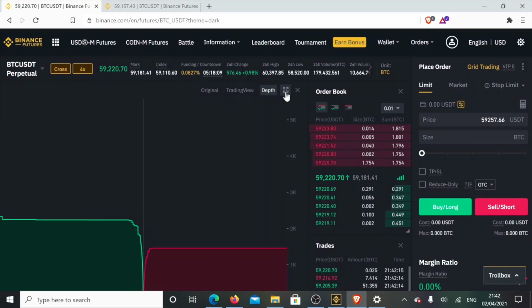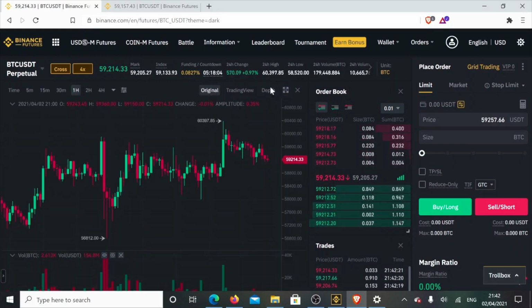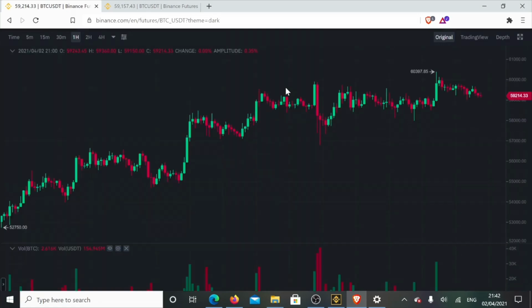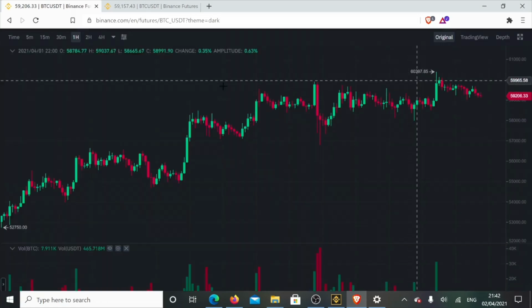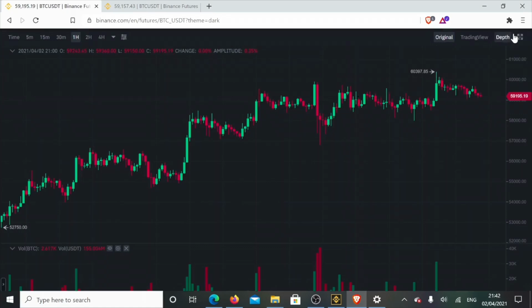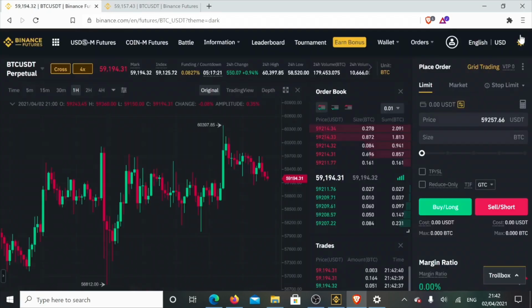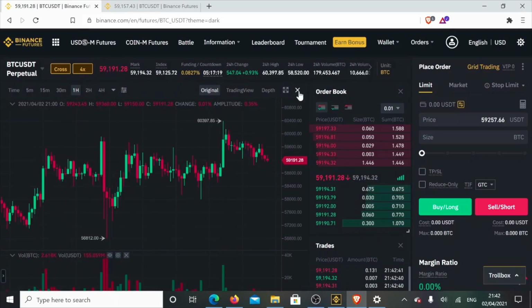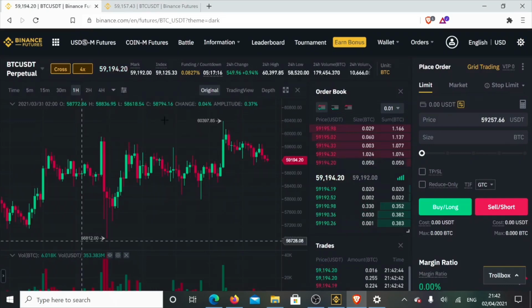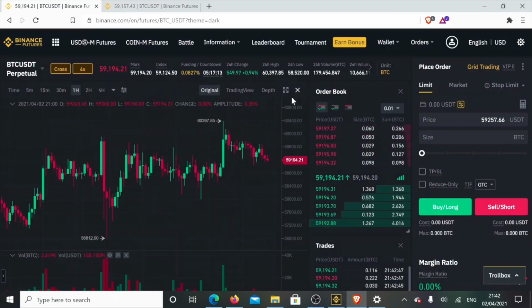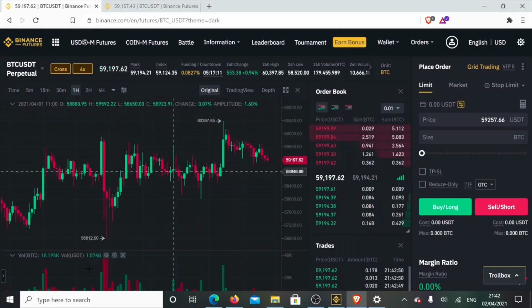Now this button is to enlarge your screen. If you want to enlarge the chart box, you can just click on this and it will be enlarged. So you can see it's full screen now, and you can just click back to get it to the usual size, maybe after you finish your analysis. And here, if you're not interested in this chart, you don't want to see it at all, you can just close it. But I won't close it. It's important for me, so I leave it open.